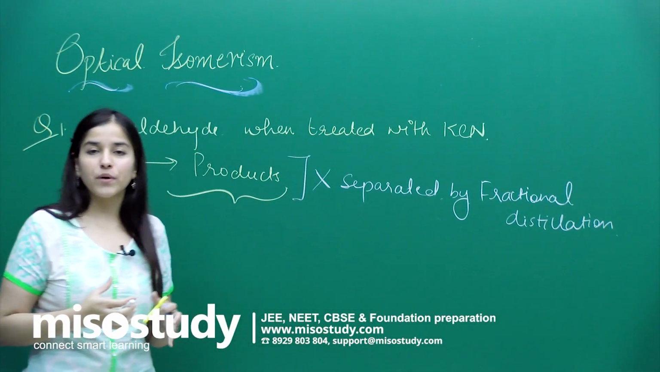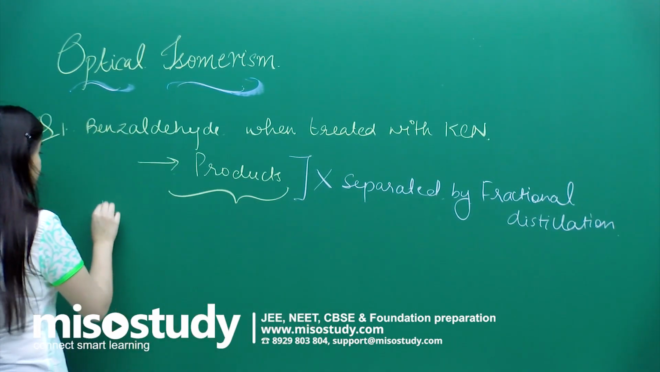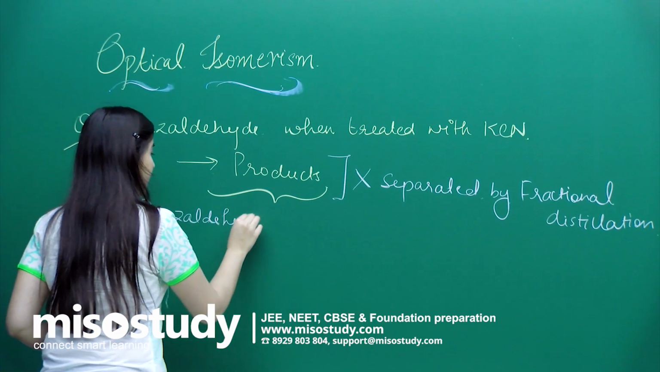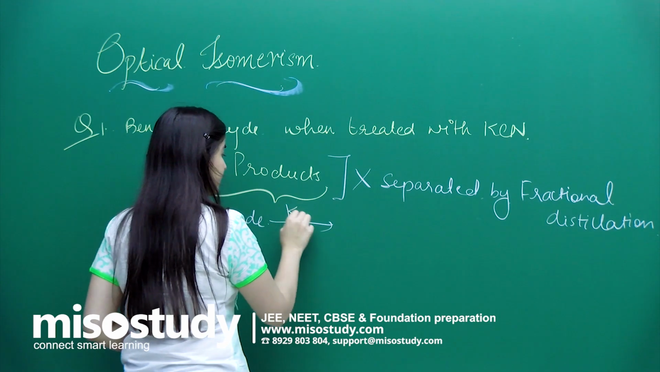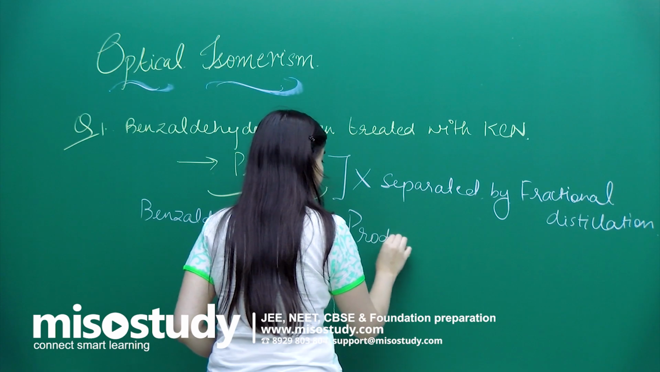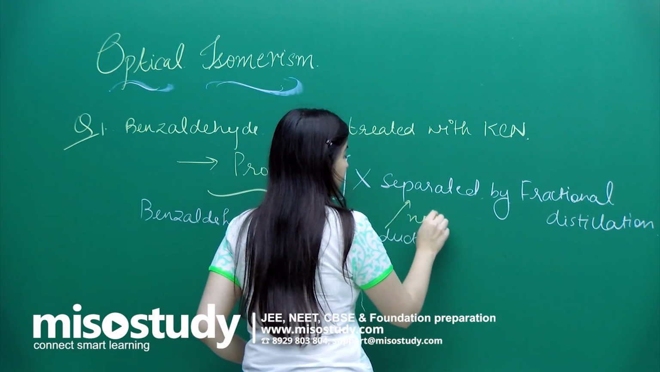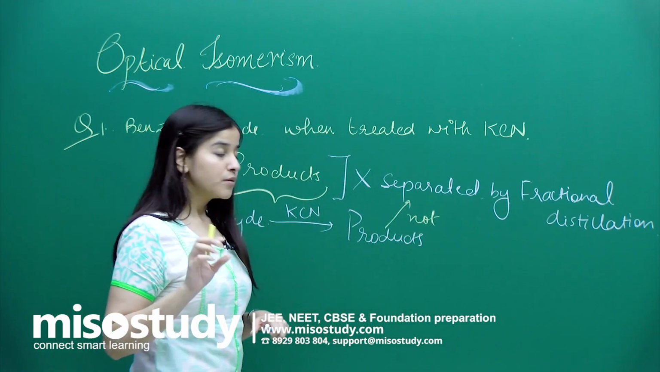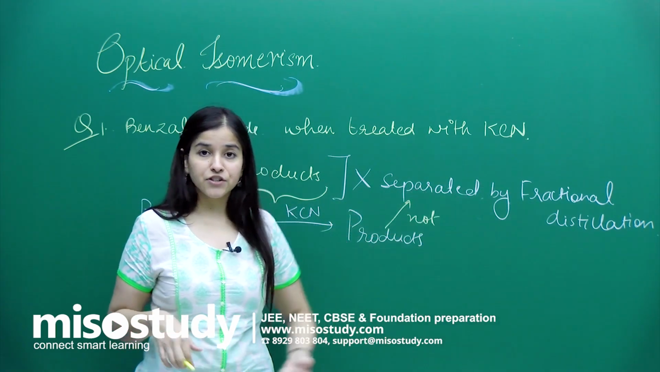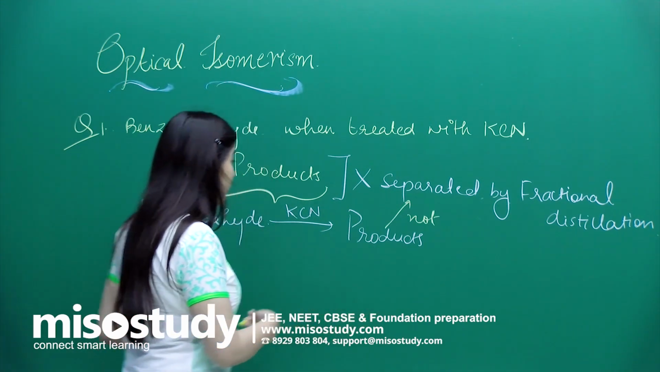So here I have got my question. I have just formed the path of the question. What is the path? Benzaldehyde when treated with KCN will give products, and these products are not separated. Just be very careful while reading the statements. These are not separated by fractional distillation. Even fractional distillation cannot separate these products. How will that happen?